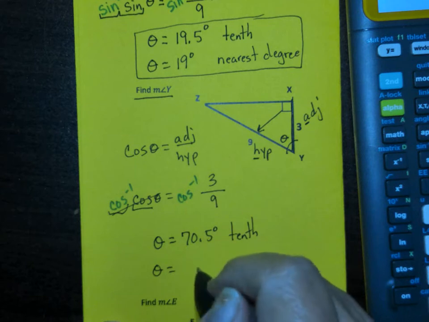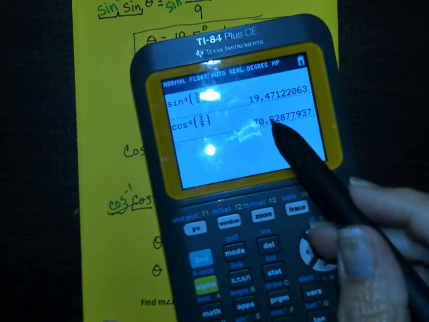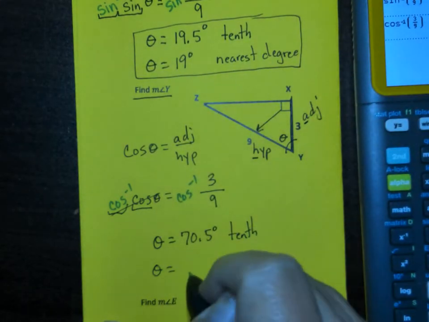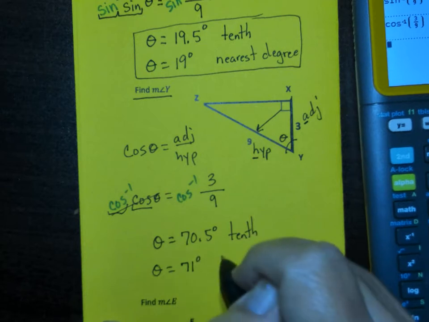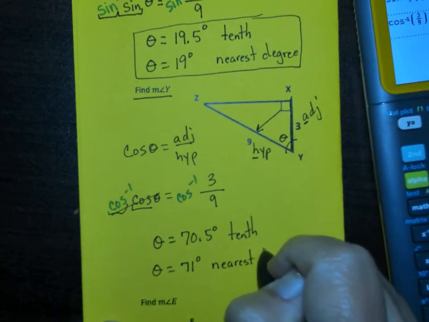But if it said to the nearest degree, right, if it said to the nearest degree, this 5 would say to round that 70 up to 71. So if it says nearest degree, it would be 71 degrees.